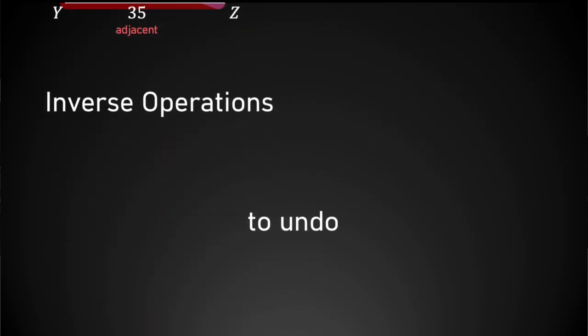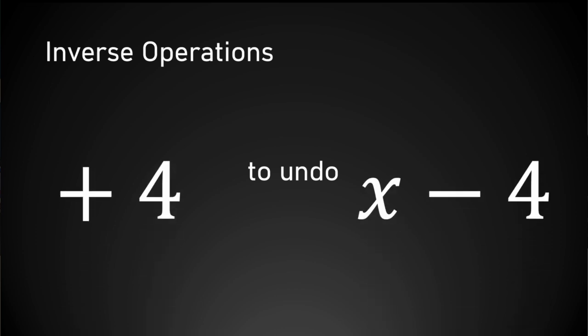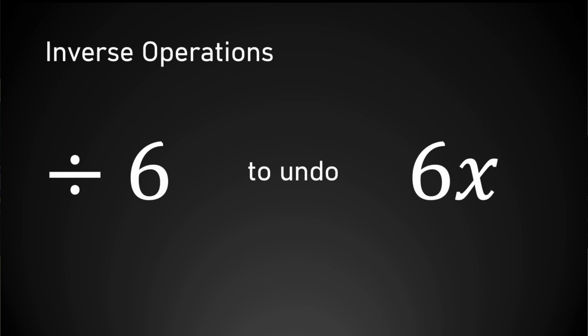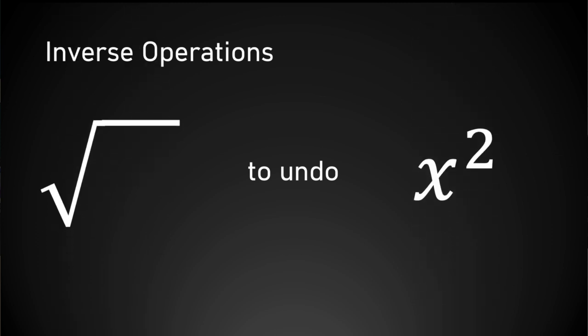You're already familiar with inverse operations. We use addition to undo subtraction. For example, if you had x minus 4 equals something, you could undo the minus 4 by adding 4 to both sides to find out what x equals. Similarly, you've used division to undo multiplication. We can square root both sides of an equation to undo squaring.